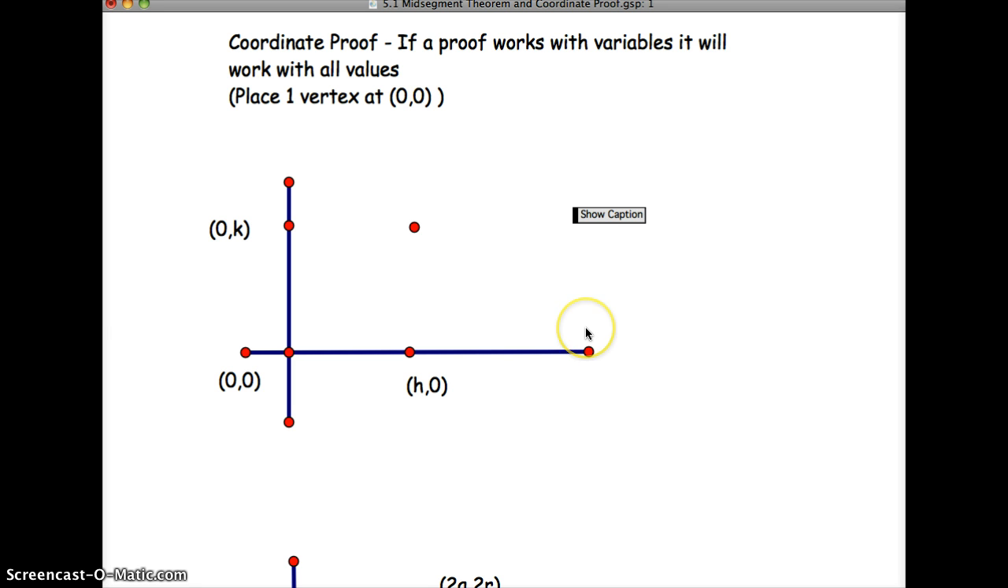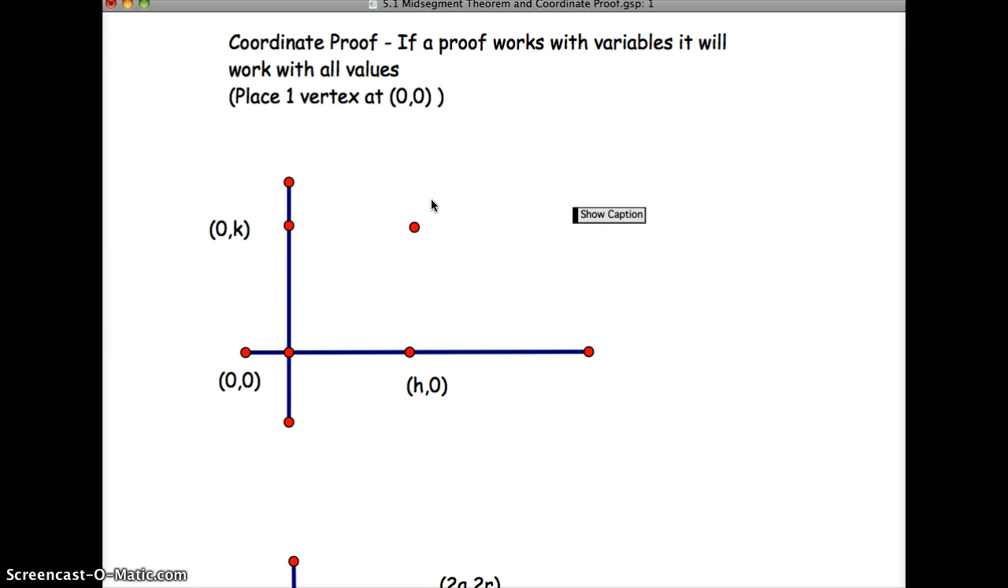Coordinate proof basically does this right here. If we can prove something works with a variable, then it will work with values as well. So if we can prove that x equals y, then we know that 4 equals 4, right? I mean, we can prove that. So if we can prove something with variables, we can plug in any number and prove it as well.